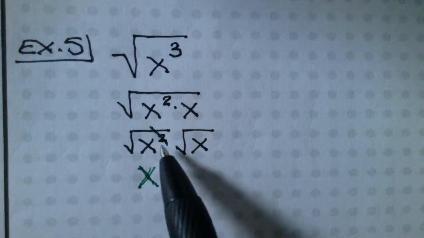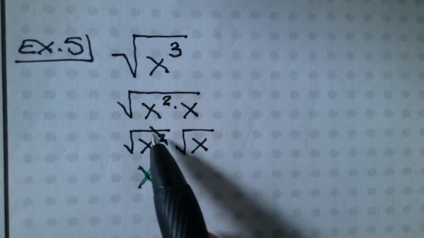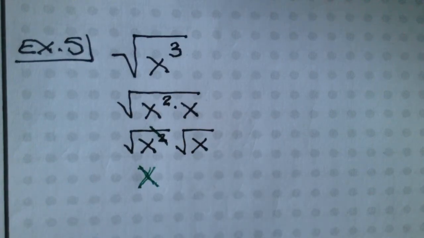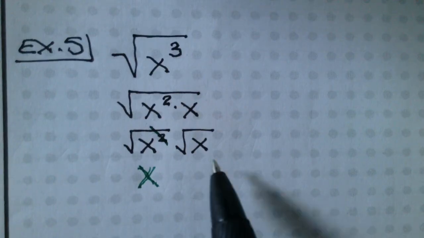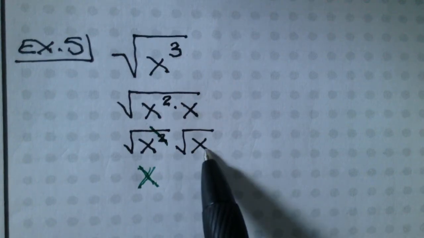Squares and square roots are inverses of each other, just like adding and subtracting are inverses, and multiplying and dividing are inverses. So what's left is the square root of x.